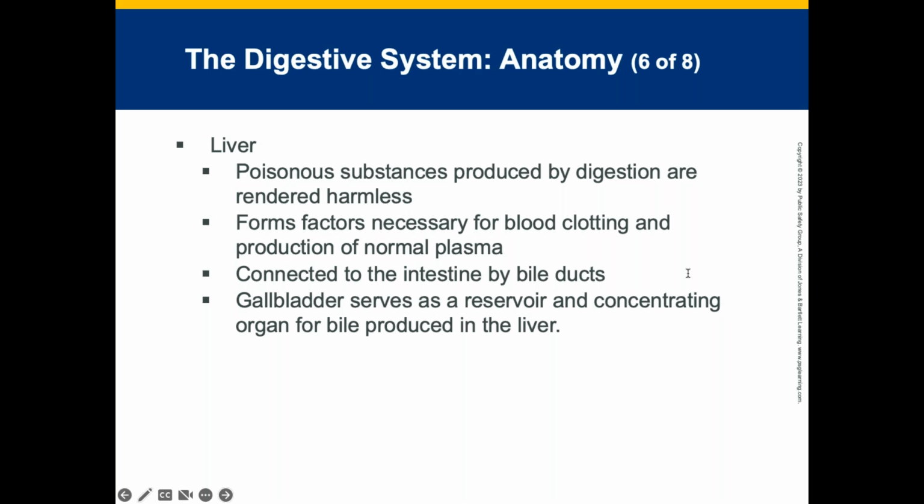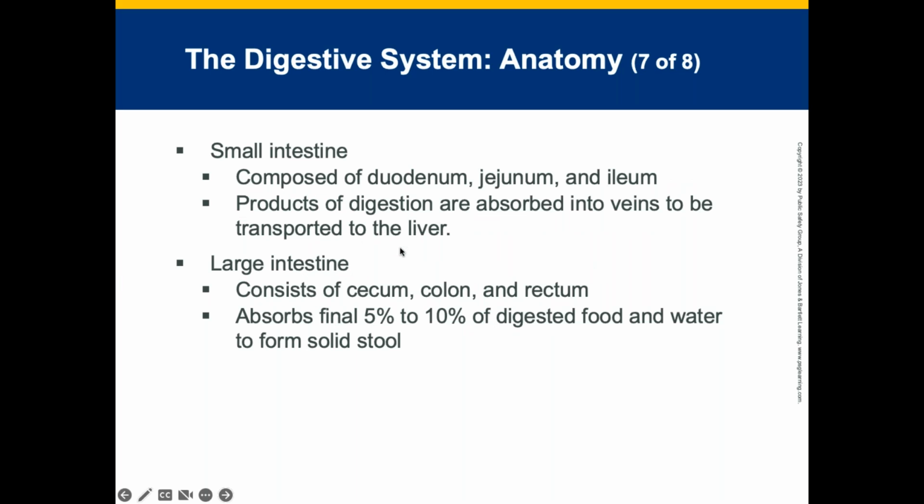The liver is a large solid organ that takes up most of the area immediately behind or beneath the diaphragm in the right upper quadrant. It also extends into the left lower quadrant. Poisonous substances produced by digestion are rendered harmless in the liver, but outside of it can cause significant infection. The gallbladder serves as a reservoir and concentrating organ for bile, a product of the liver as well. The small intestine is composed of the duodenum, jejunum, and ileum.